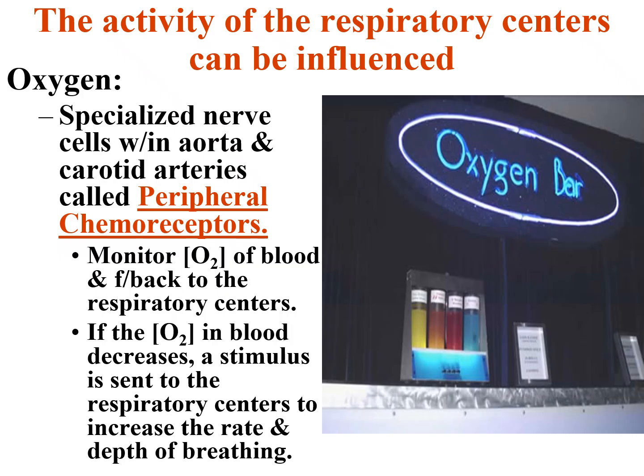Now, these pacemaker cells of respiration located in the brainstem and in the medulla can be influenced, for example, by the oxygen level. There are specialized nerve cells located within our aorta and our carotid arteries, called peripheral chemoreceptors. All they do is monitor the overall oxygen concentration of blood, and they send feedback to those respiratory centers located within the brainstem and the medulla.